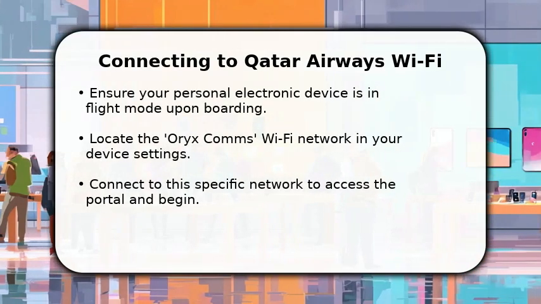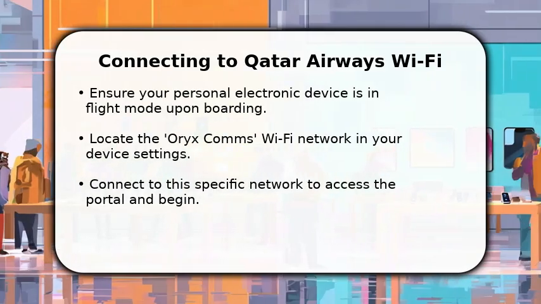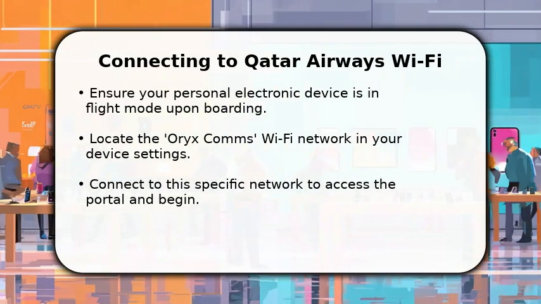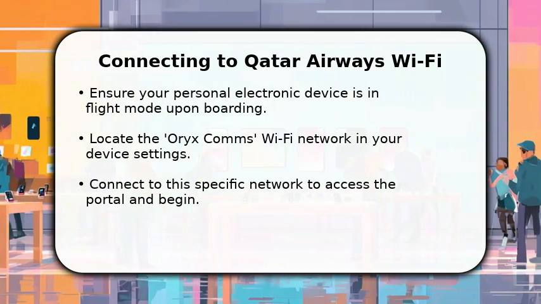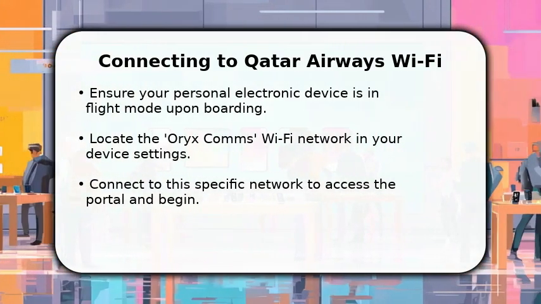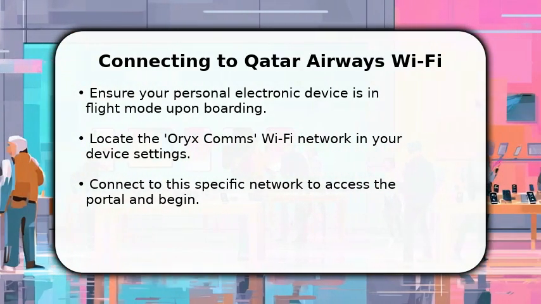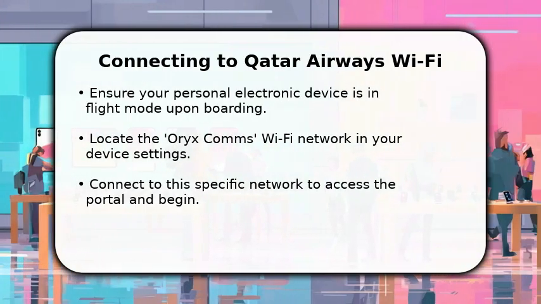In this video, I will explain how to use Wi-Fi on Qatar Airways. First, once you are on board and settled, switch your phone or tablet into flight mode. Then, open your device's Wi-Fi settings and look for the network named Oryx Comms.